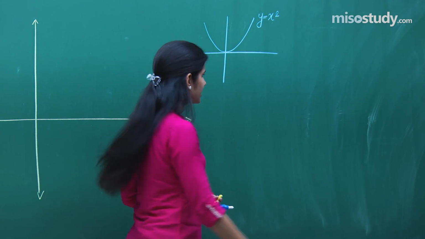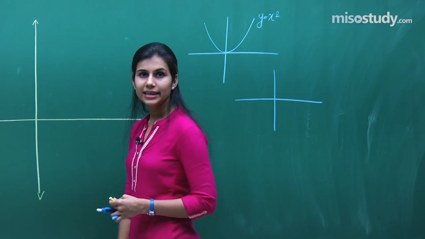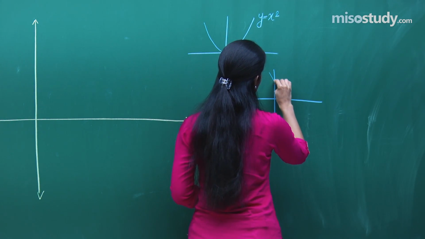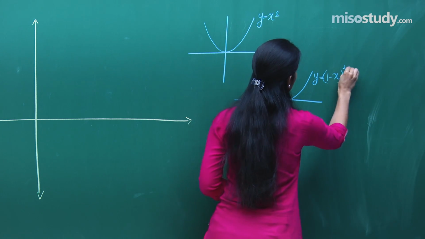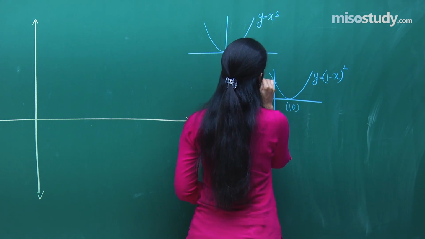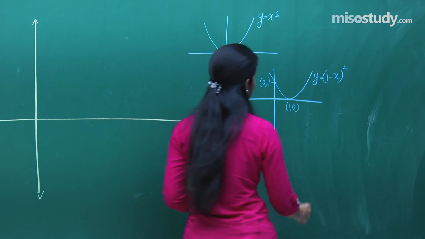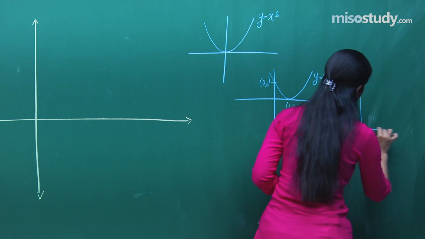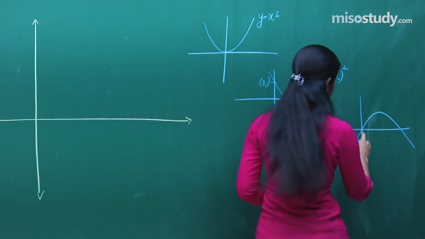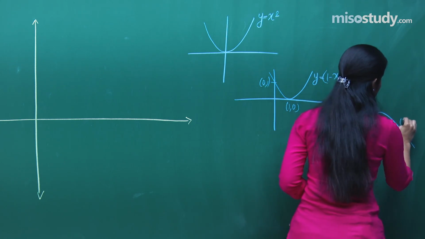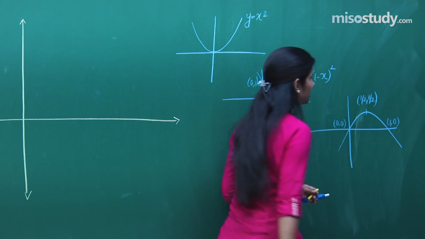Okay. Next is talking about y equals (1 minus x) whole square, which is this. This is your (1, 0), and this point is (0, 1). And third is 2x minus 2x square, which is this. This is (0, 0) obviously. This is (1, 0), and this is (1/2, 1/2).